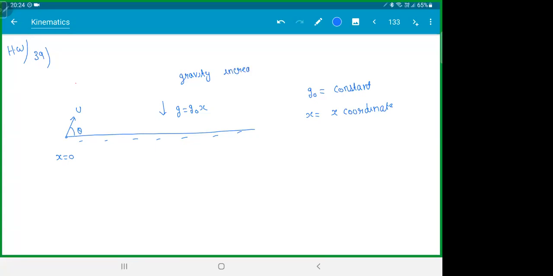Find range and h max. Find h max, time of flight, and range. It will be a proper advanced question, paragraph. Question is clear? This you will take time.